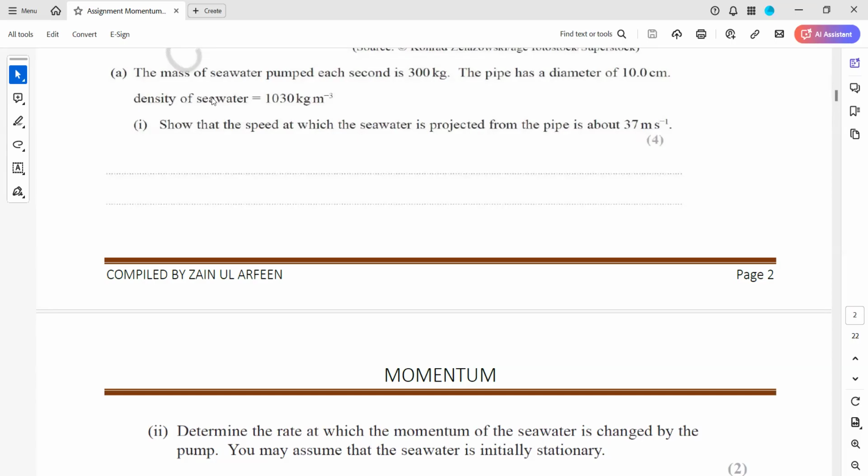So we want to work out the speed at which the seawater is projected. What is speed? Speed is distance divided by time. And the speed at which the seawater is projected from the pipe is about 4 meters per second, meaning it will cover 4 meters every second. So we need the speed. But what are the things we have? We have the mass, we have the density, and we have the diameter of the pipe, the size of the pipe.